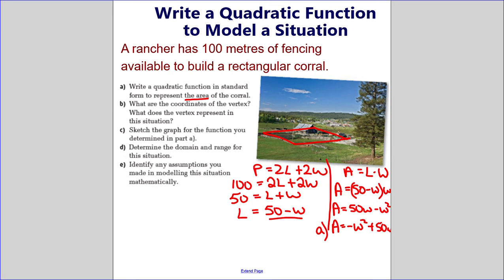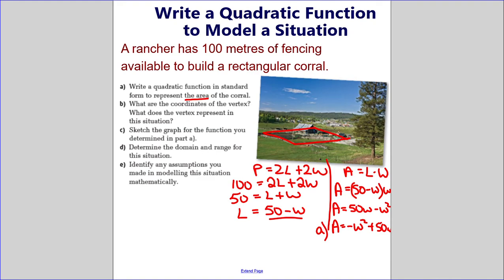So my A question from there really helped me figure out what this is going to look like. So A is equal to, and then again, I pull that equation out, minus W squared plus 50W. And then from there, I can answer a whole bunch of questions. Okay, just coming up with that equation is a big step. So, what are the coordinates of the vertex? And what does the vertex represent in this situation?